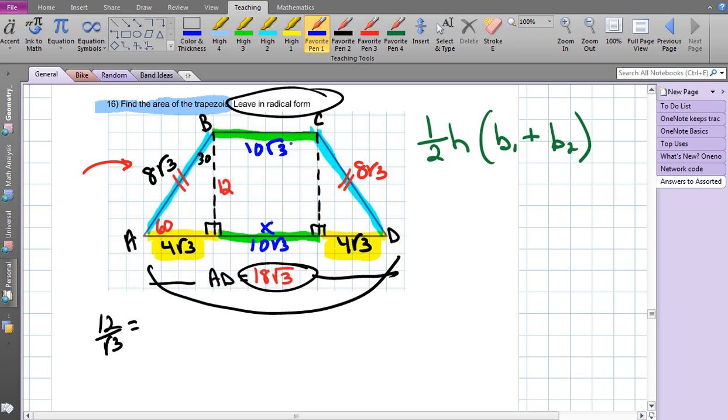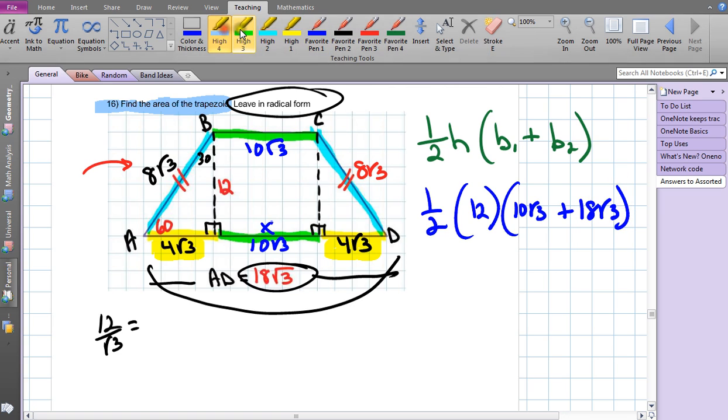So I think we now have enough information to plug in all of our numbers. Well, the height in here is going to be 12. And the first base, I'll just call it the top base, that's going to be 10 radical 3. And the bottom base is all these added together, or otherwise known as 18 radical 3.